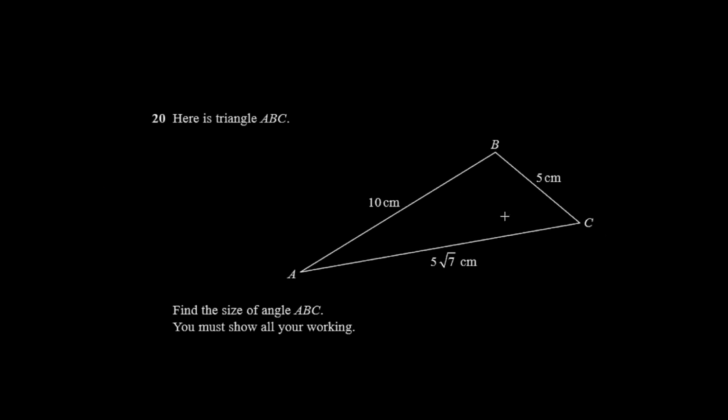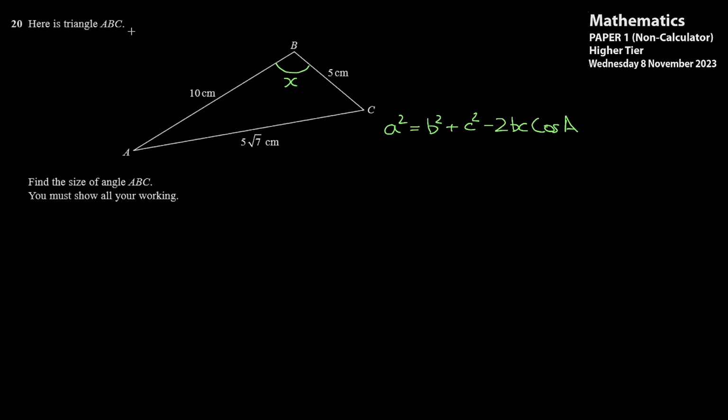Question 20, we've got a non-right angled triangle and we're asked to find the angle ABC, which is this angle here. I'm going to call it X. We haven't got a side angle pair, so we can't use the sine rule, so we've got to use the cosine rule. Let's write that out in full first.